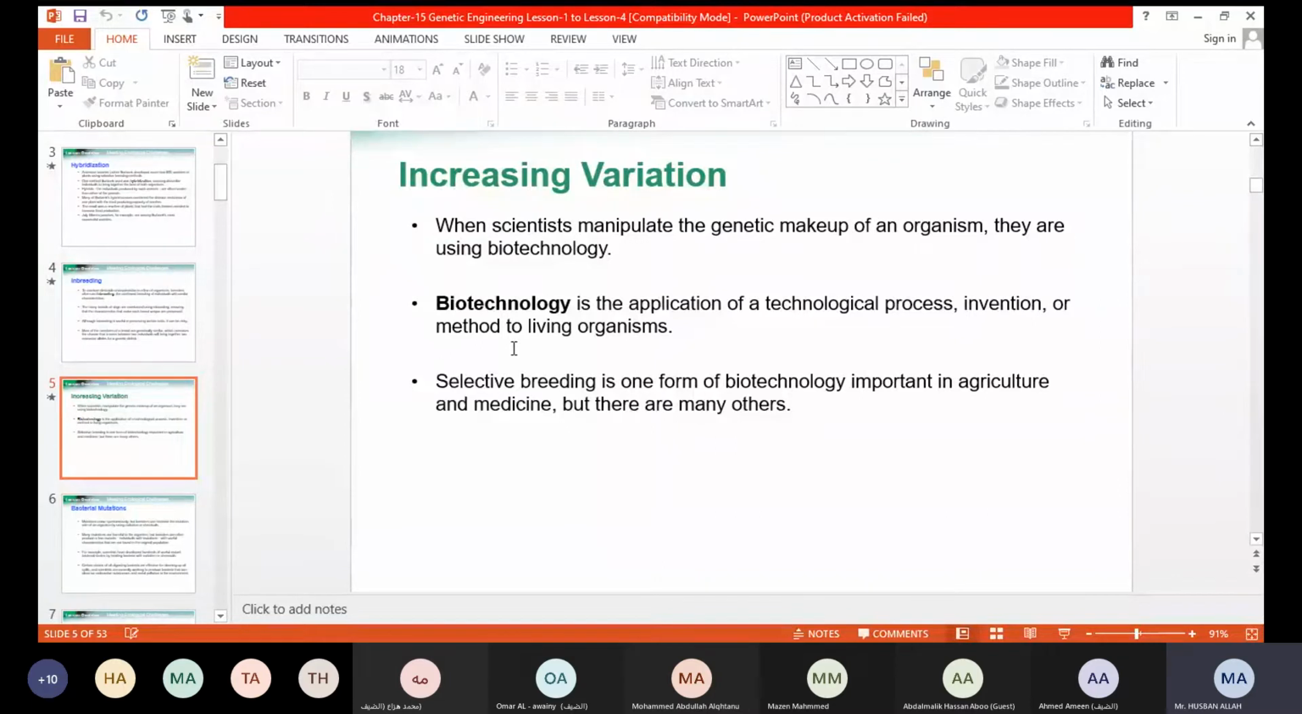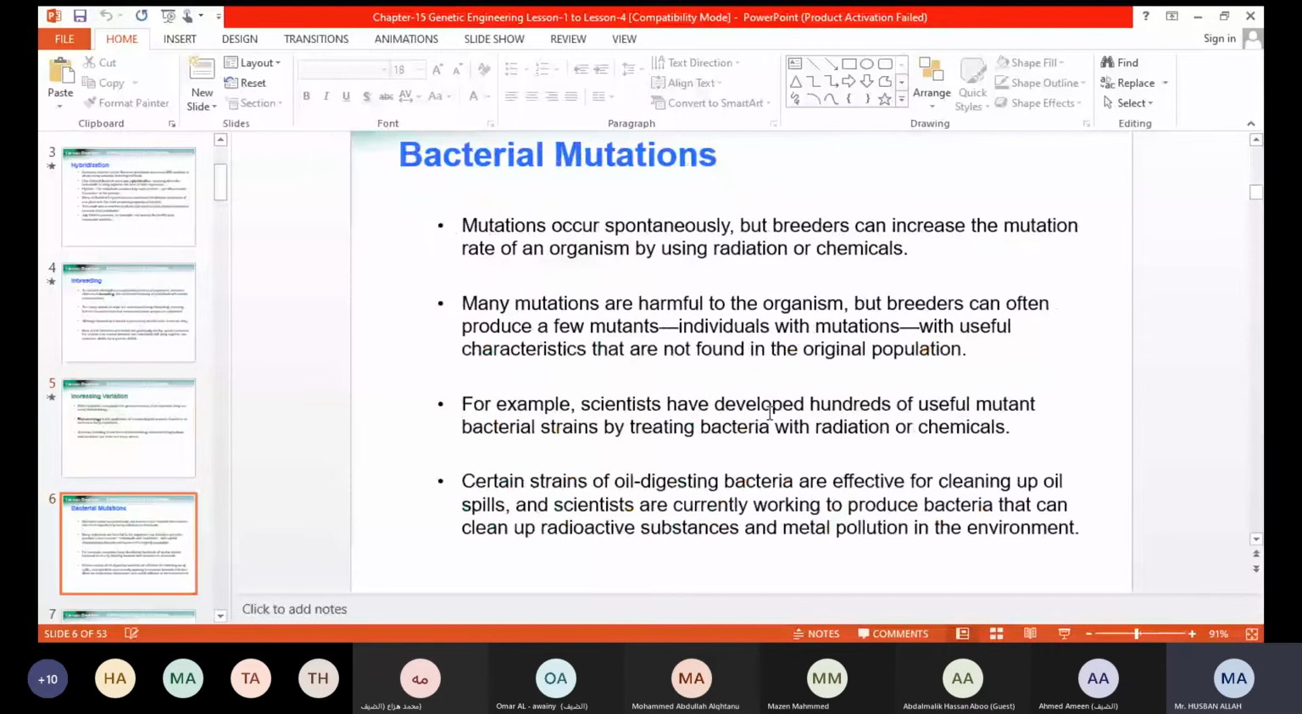Selective breeding is one form of biotechnology important in agriculture and medicine. But besides this, we have a lot of other fields of biotechnology. The most important work still now is done in agriculture and medicine. Now, as I told you, if a breeder, researcher or scientist wants to bring changes and variation in his individuals, he has to do mutation, right?